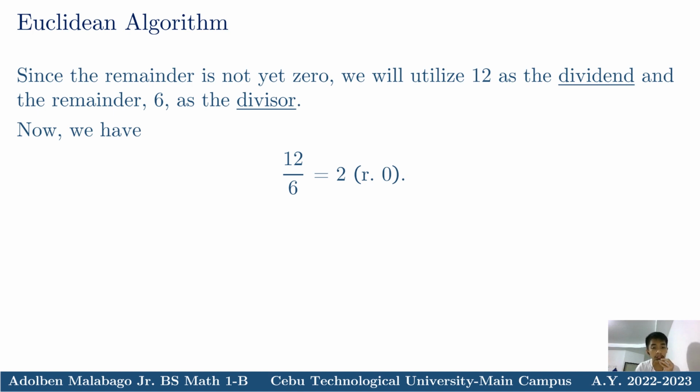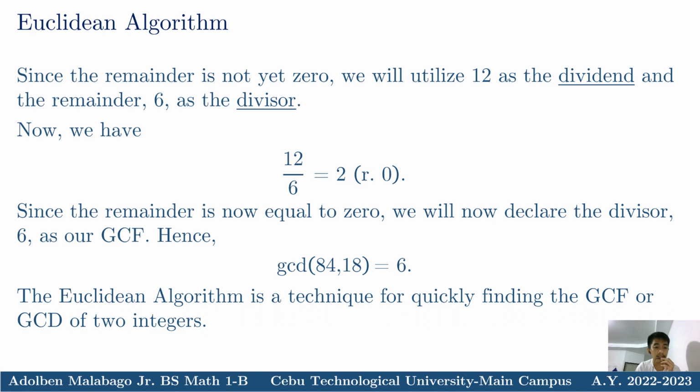And now 6, which was the remainder earlier, became the divisor of this set of division. So 12 was placed on the numerator and 6 was placed on the denominator. The resulting quotient of 12 and 6 is equal to 2 with no remainder. Since the remainder is now equal to 0, we declare the divisor 6 as our GCF. Hence, the GCD of 84 and 18 is equal to 6, which we also got earlier from listing all the factors or divisors of both numbers in the first example.